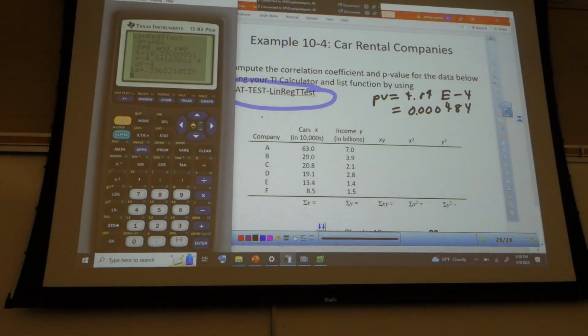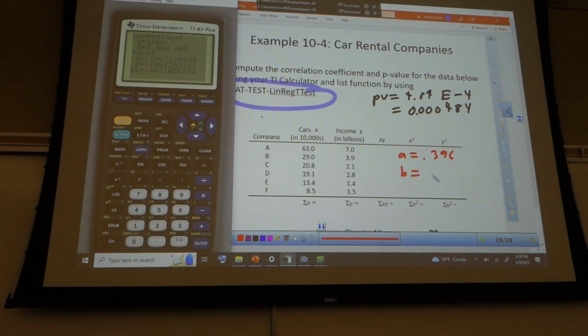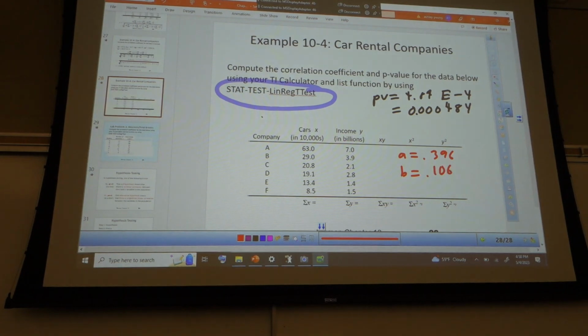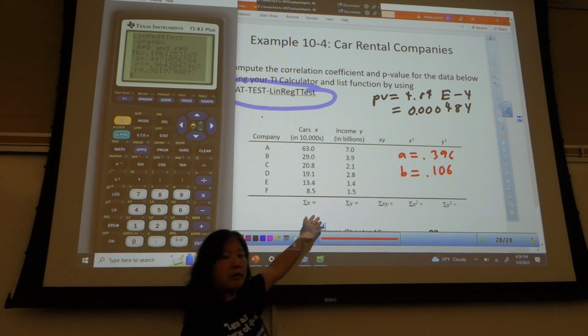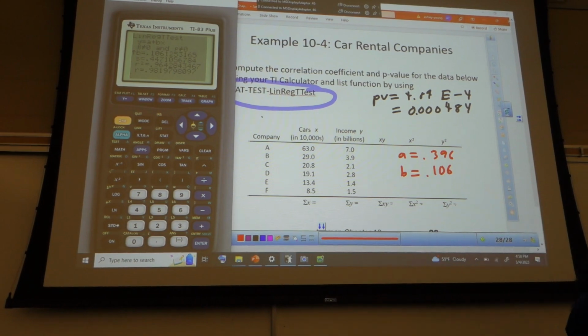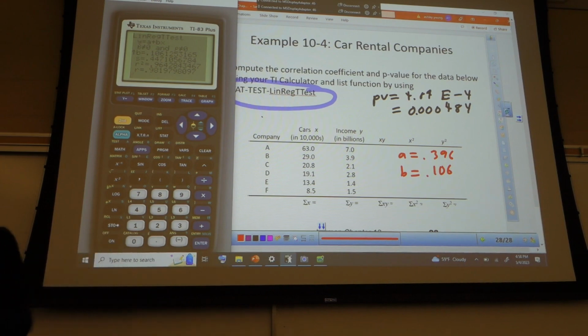If I arrow down, it also gives me these things called A and B. Write down A and B. Always going to have it write down A and B. A is 0.396. And B is 0.106. And then if we arrow down more all the way to the bottom, we get our R, 0.982, which is exactly what we got on our manual calculations. You'll also see this R squared. That's the percent of the data that we expect to match up pretty well with the line.